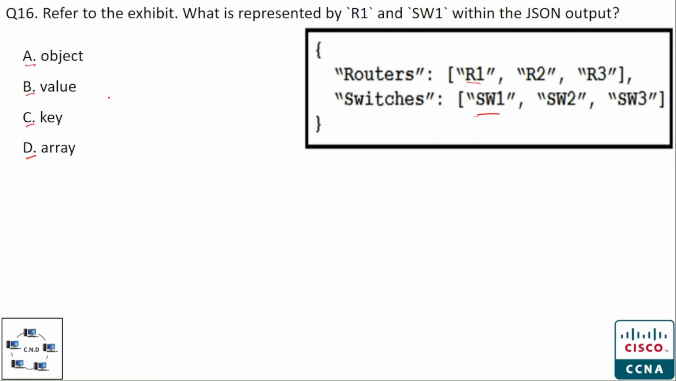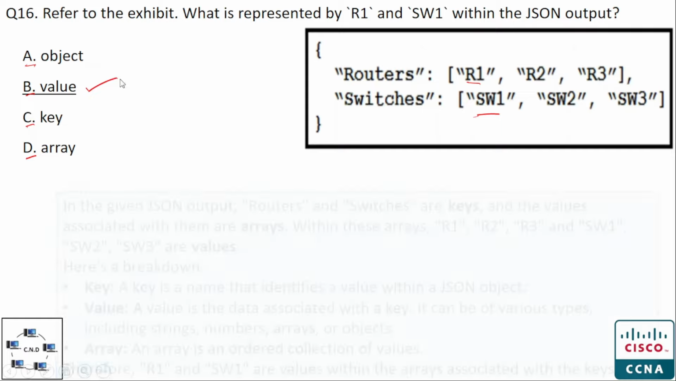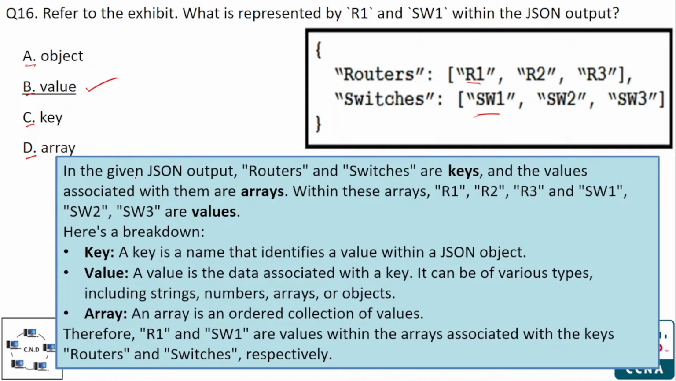And the correct option is that R1 and SW1 are basically the values. And this is the explanation. In the given JSON output, the routers and the switches are keys, and the values associated with them are arrays. Within these arrays, R1, R2, R3, and switch 1, switch 2, switch 3 are values.